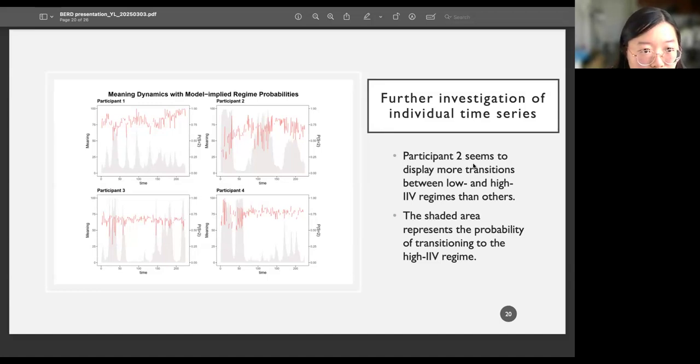And our model could capture these changes by the y-axis on the right, which is the probability of transitioning to the high IV level. You can see that the shaded area is high when this person displays a high level of variance. So that means our model can capture the transitions and the timing of the transitions very well. And similarly in participant 4's dynamics, at the beginning, you can see that the variance is high and the shaded area is also high, indicating a higher probability of transitioning to the high IV level regime. Yes, I think that's all for the empirical study.